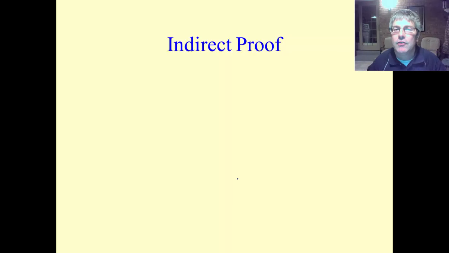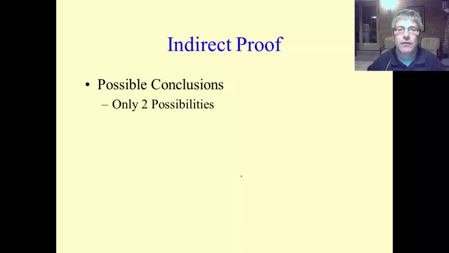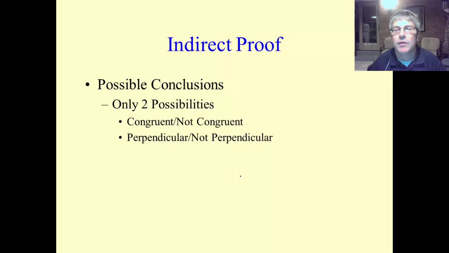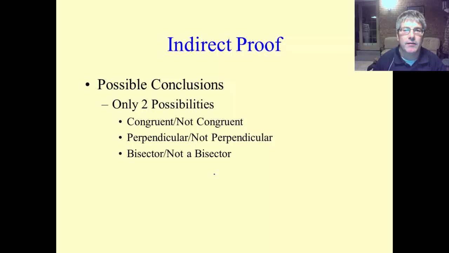So, indirect proof. Everything we're going to be dealing with will have two possible conclusions. As I mentioned before, something's either congruent or not congruent. Something's perpendicular or not perpendicular. Something's a bisector or not a bisector. Something's a midpoint or it's not a midpoint. It's a median or it's not a median. So you also notice we're using the negation. Something's congruent or it's not congruent. So that's going to be an important part of this as well.